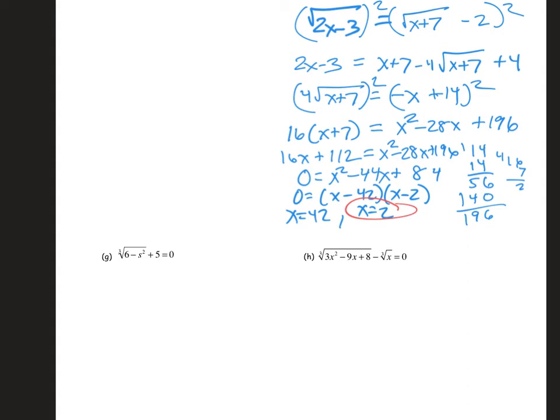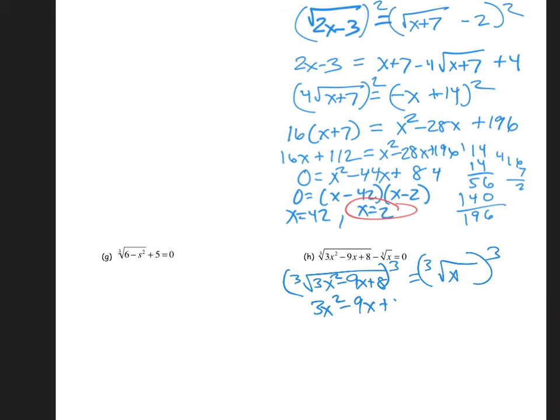So let's do something like H. The nice thing here is I don't have any sort of constant term. If I isolate one of the expressions under a cube root, notice then I can raise both sides to the third, and that will undo both. So 3x squared minus 9x plus 8 equals x. Bring everything to one side.